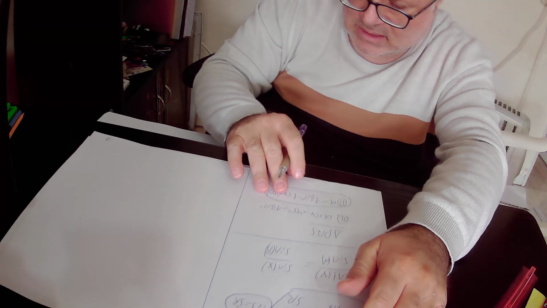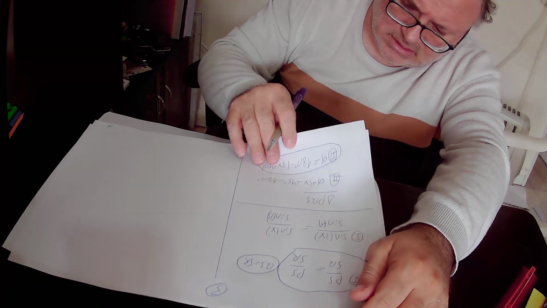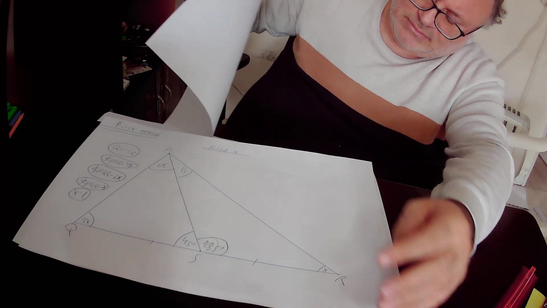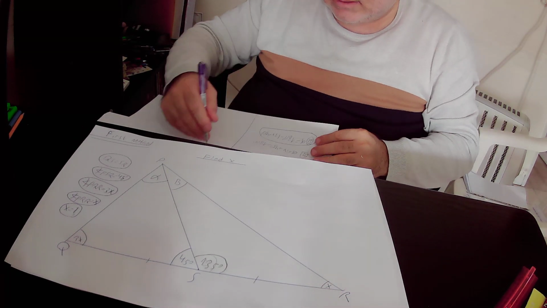Likewise, in triangle PSR, the sum of the angles must be equal to 180 degrees.